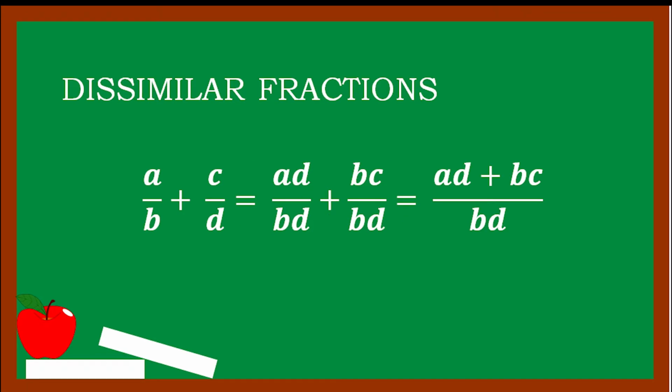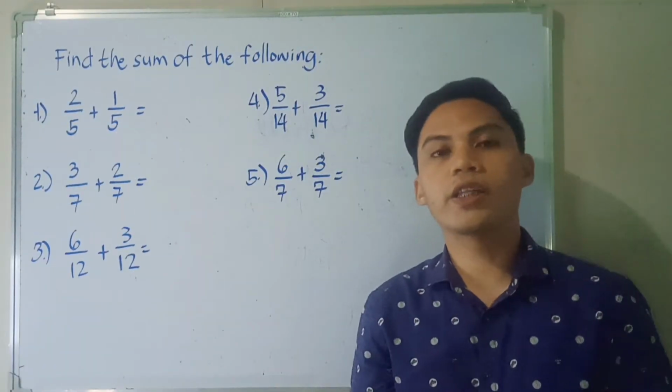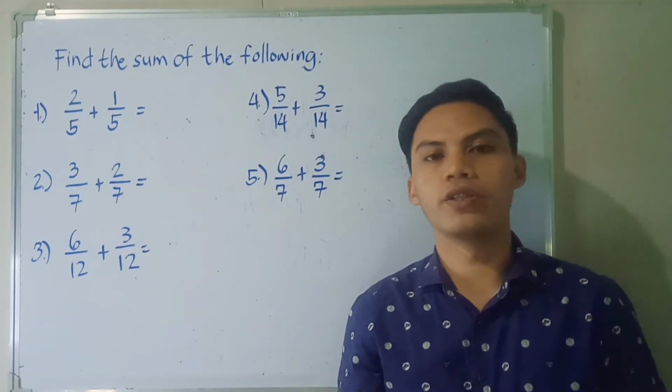Pag dating naman sa dissimilar fractions, we have the form A over B plus C over D is equal to AD over BD plus BC over BD is equal to AD plus BC all over BD. This is for dissimilar fractions. Now, let's start adding similar fractions.